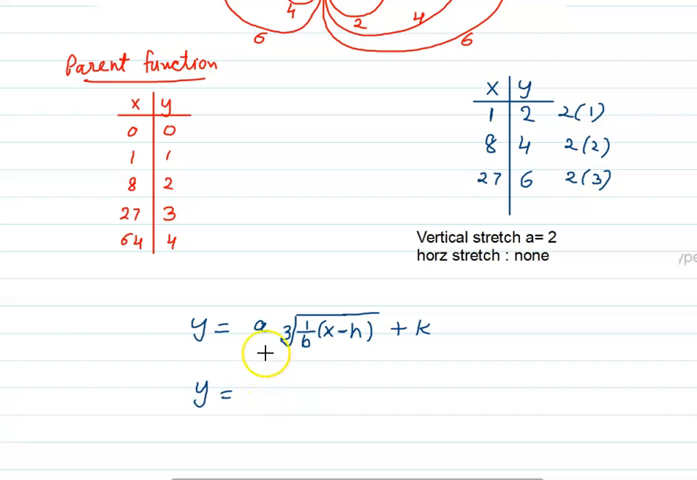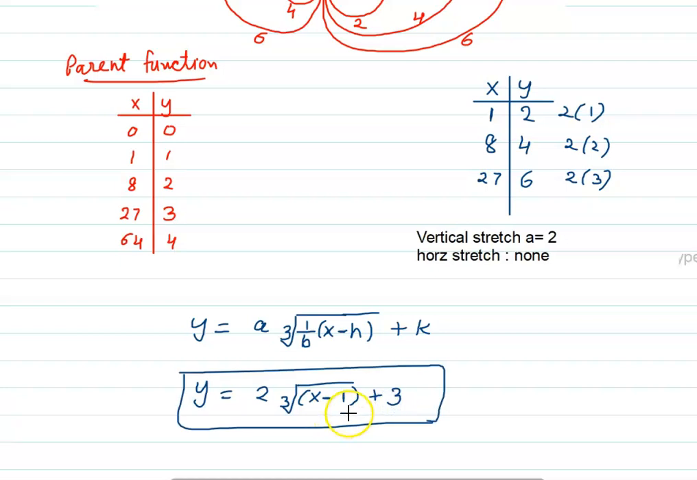Now we plug in values of A, B, H and K into this standard form. A is 2. There is no horizontal stretch. So we just write the values of the inflection point. H is 1 and K is 3. So this is the cube root equation for the given table.